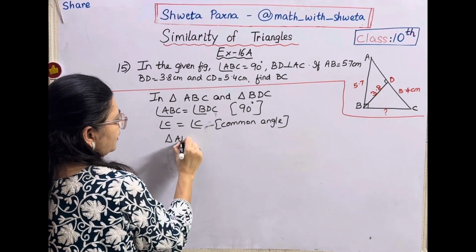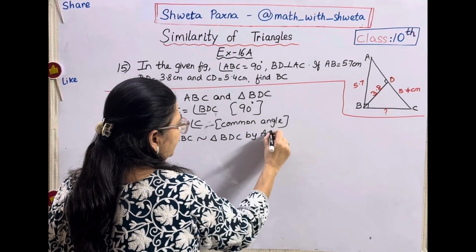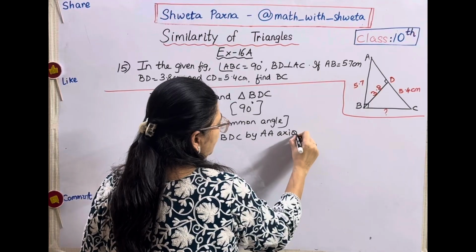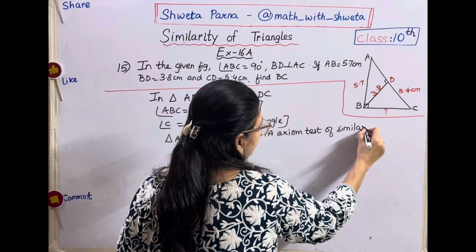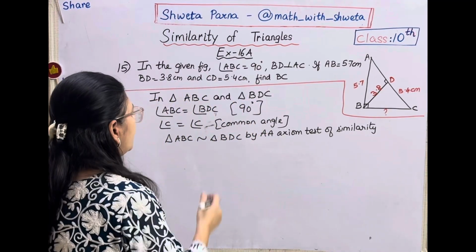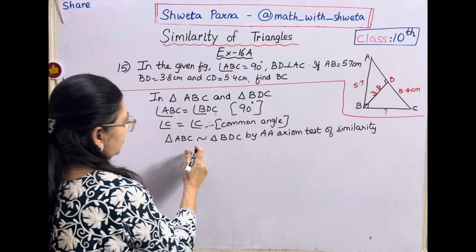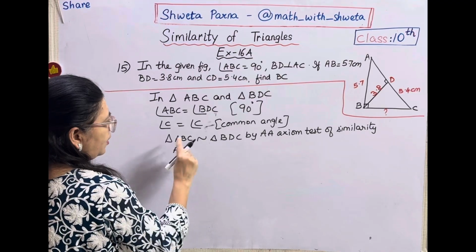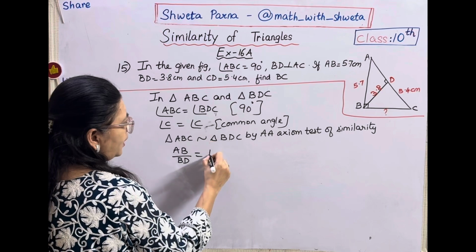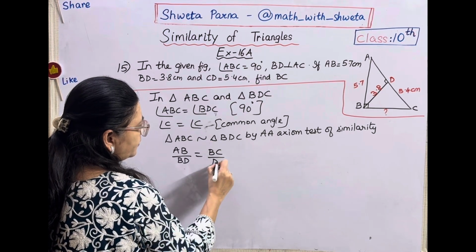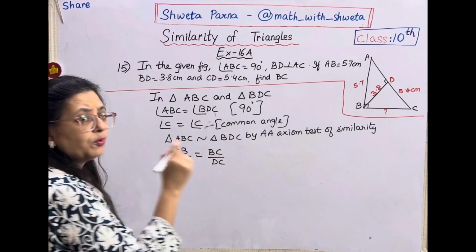Therefore, triangle ABC is similar to triangle BDC by AA axiom test of similarity. Okay, come on. Now once you know that the triangles are similar, you can use the proportionality. So AB length is given, so AB upon BD, I have to find BC, is equal to BC upon DC. Go the same way. If you are taking first two, here also take first two. You will not go wrong.